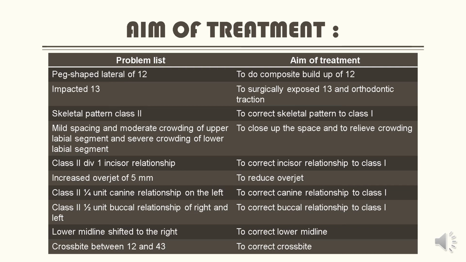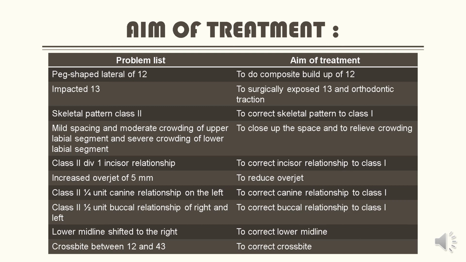So it's either we surgically remove it, or we surgically expose it and do orthodontic traction or orthodontic alignment later. If this patient has very good cooperation and compliance, we can do the surgery and also orthodontic traction. And if this patient is not very cooperative and not that compliant, we can opt for surgically removing it. But I just put the aim of the treatment first as to surgically expose it.